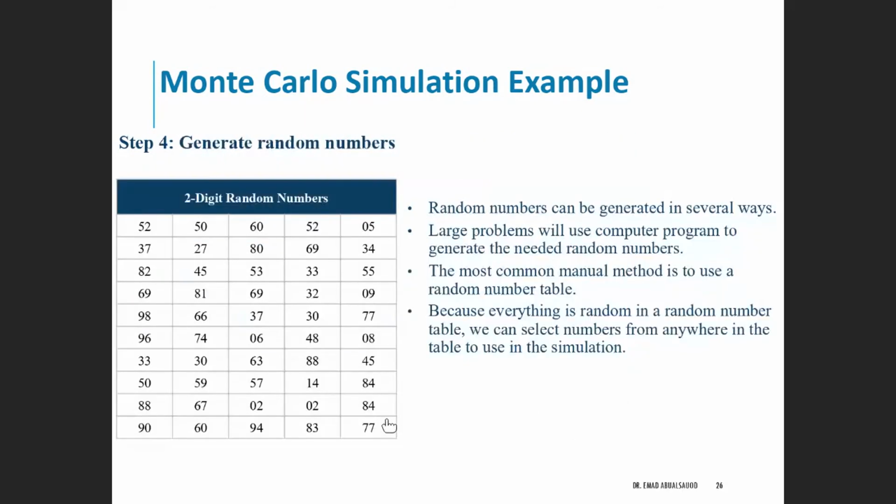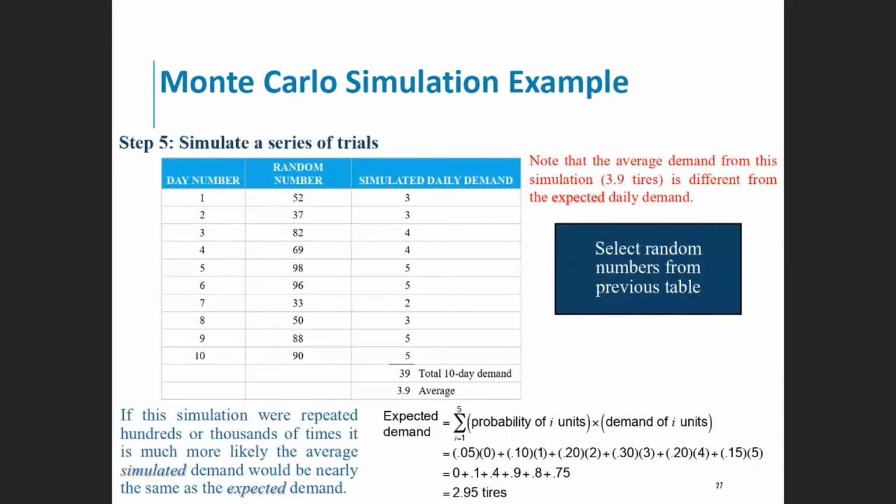And how many numbers you want to generate, let's say 70 or 80 numbers, then these can be generated using software. I think Minitab or Excel, maybe they can do this, or you can just manually put random numbers over there, okay? Now, step 5, you start the simulation series of trials.